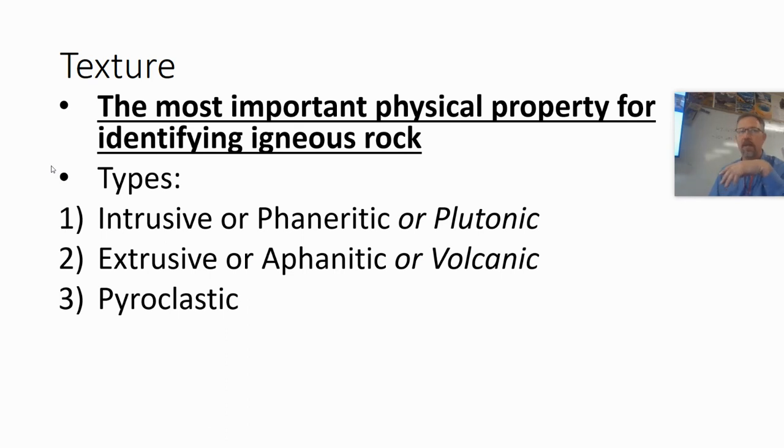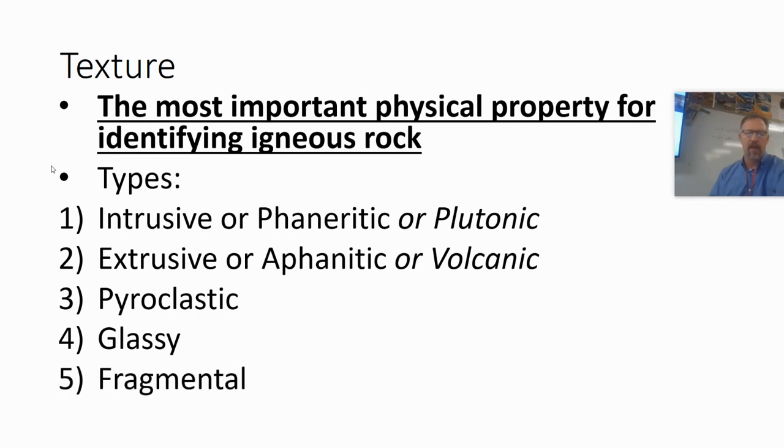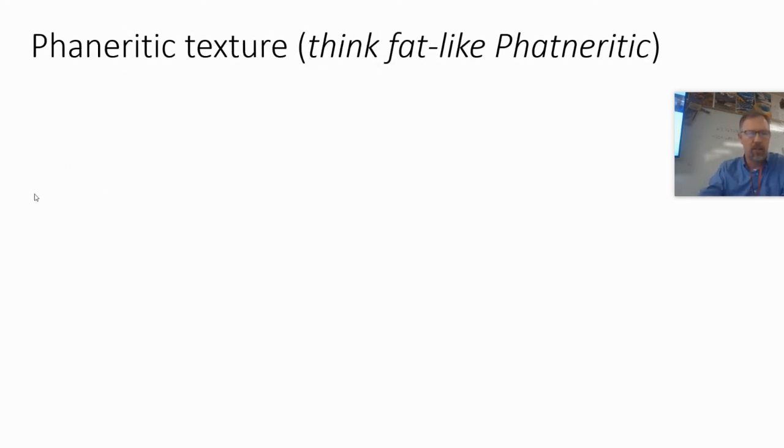Pyroclastic, just like if somebody is a pyro, it's like they like to play with fire. Pyroclastic means it comes from fire, like a volcano. Four, glassy, just what it implies. It looks like glass. And then five is going to be fragmental, which is a bunch of fragments that have been welded together through the heat of a volcanic eruption. So that's the textures.